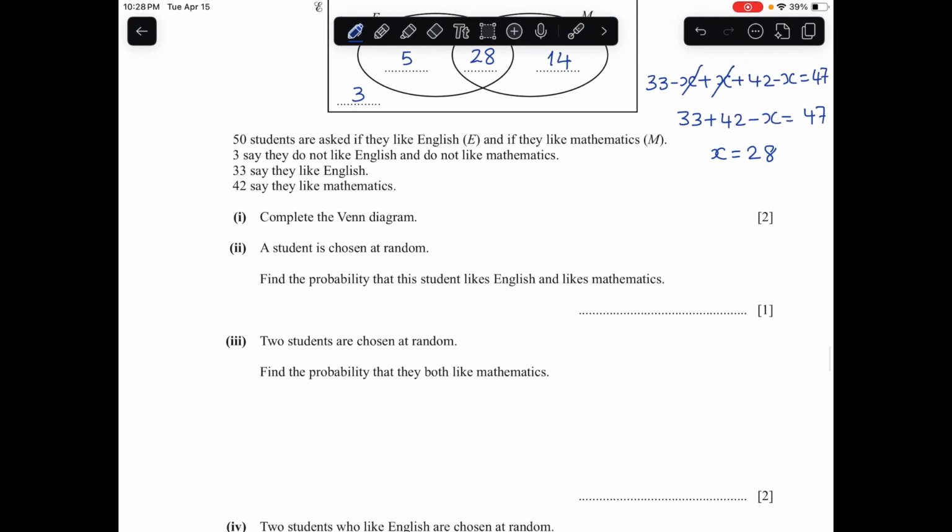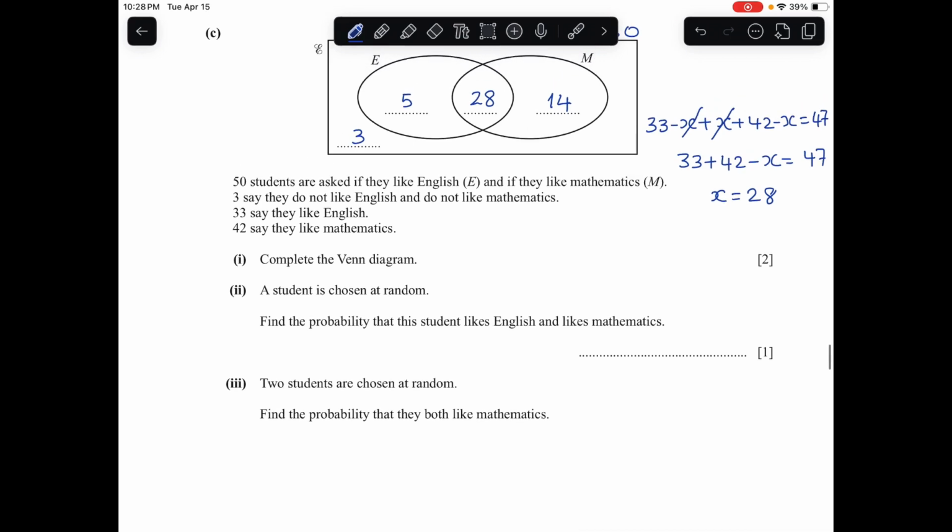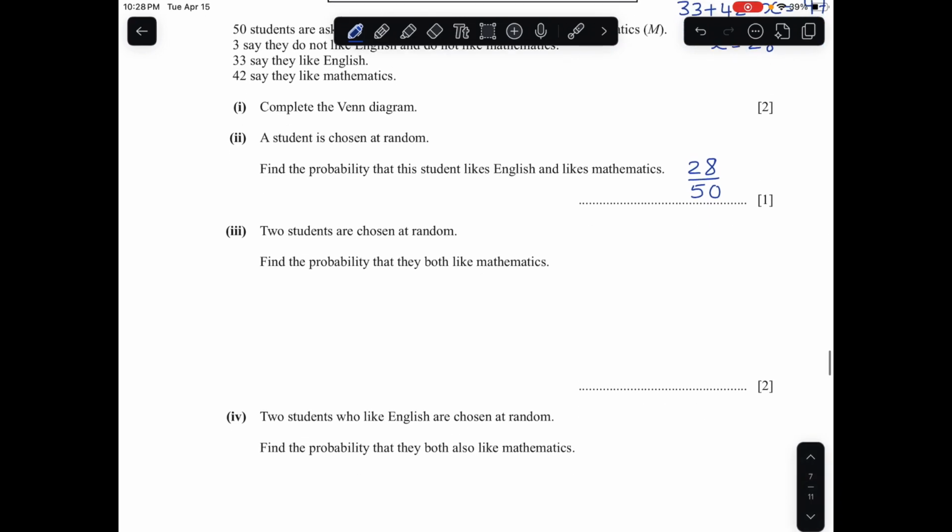A student is chosen at random. Find the probability that this student likes English and likes maths. So he likes both basically. So we're going to choose 28 out of 50. So this is going to be 28 out of 50. It's not necessary to write it in simplest form because they did not ask that.